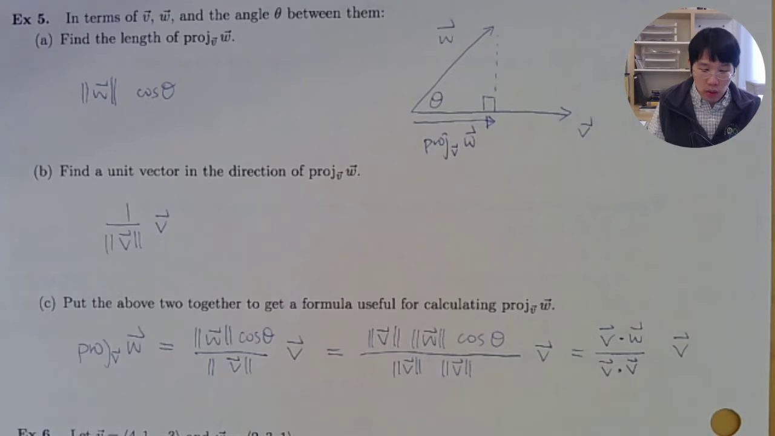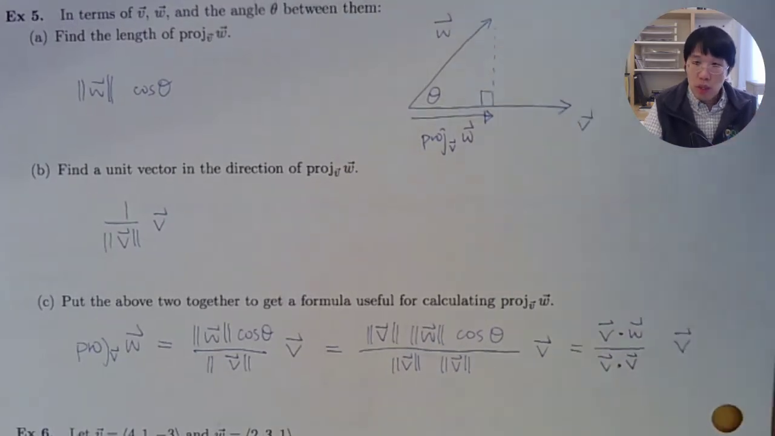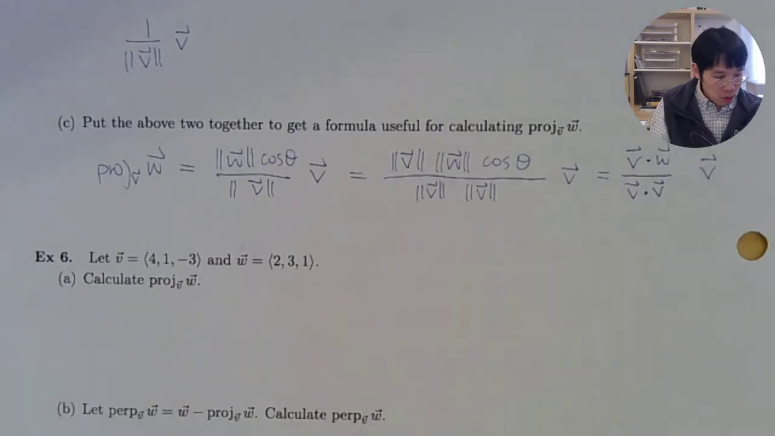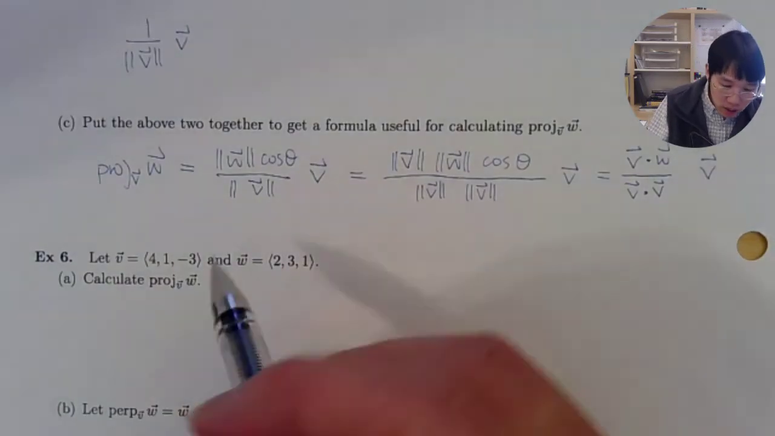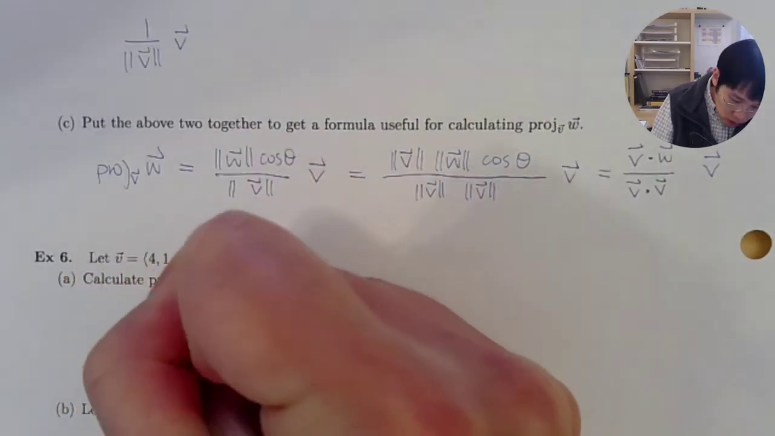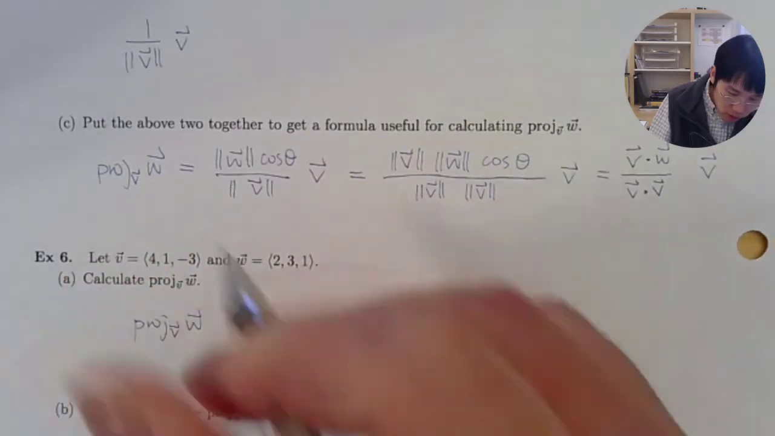Let's continue with exercise number 6. And this you should be able to do all by yourself without my help. So again, please pause this video and give that a try. This is a straightforward calculation. Projection of W along V.